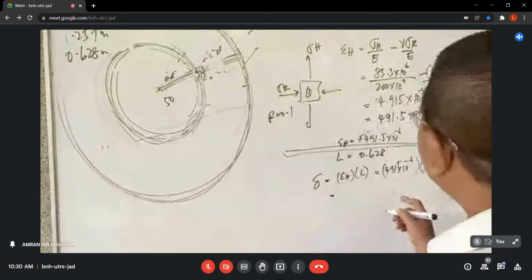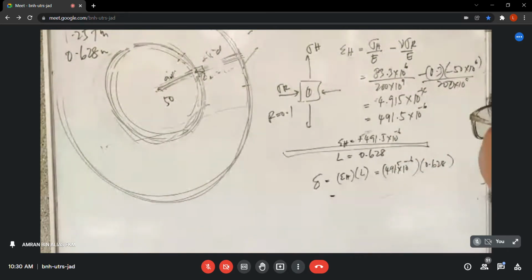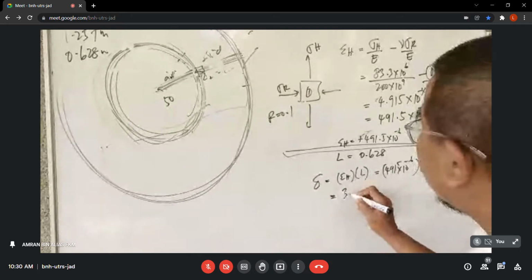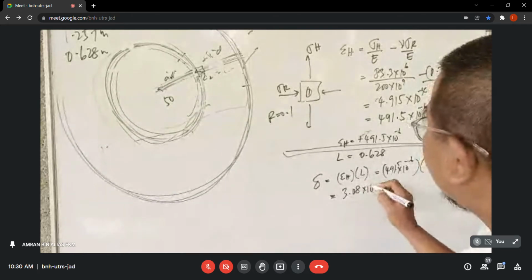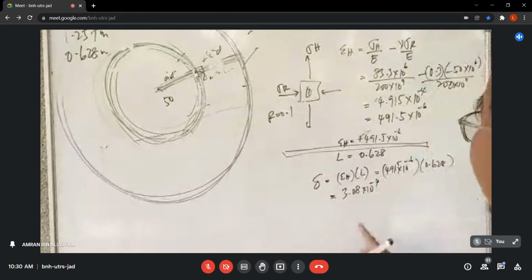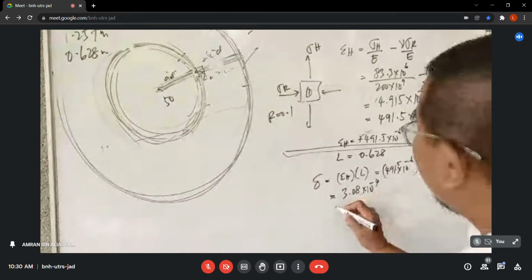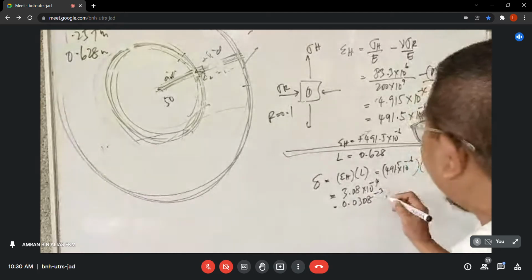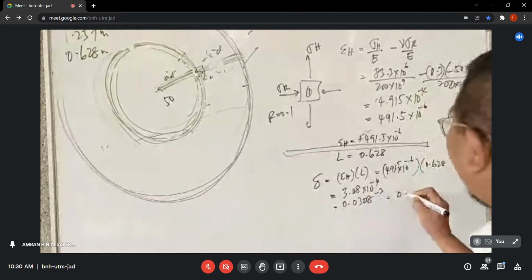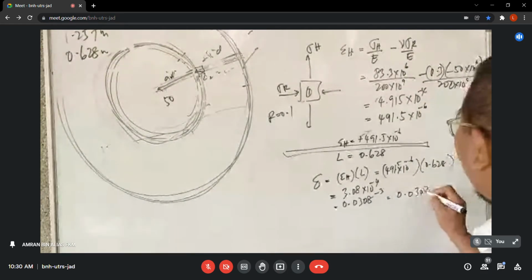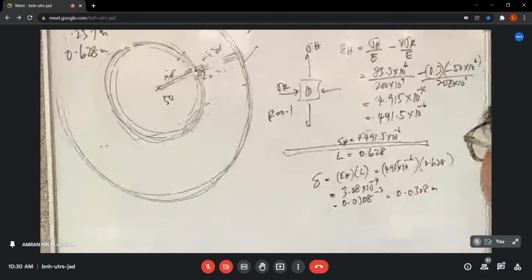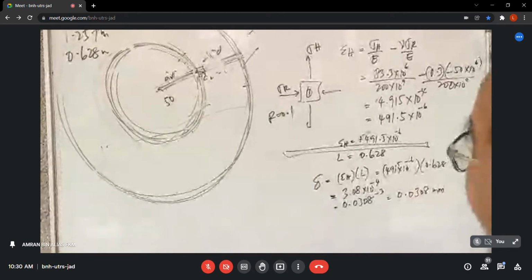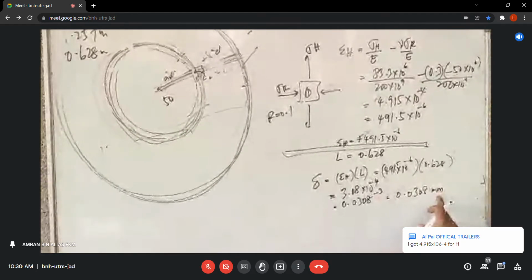So that is the change in length. What is the value there? 3.08 times 10 to the power of negative 4. Yeah? So we can write 0.0308 times 10 to the power minus 3, so that is 0.0308 millimeter, right? Very small.